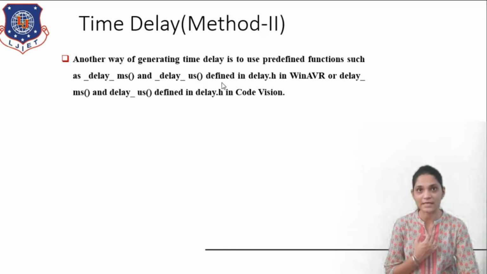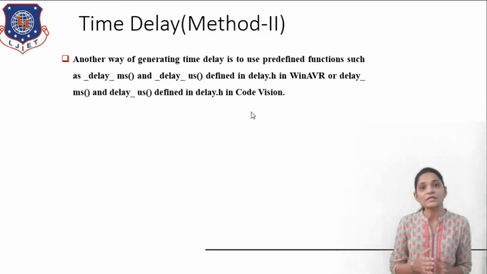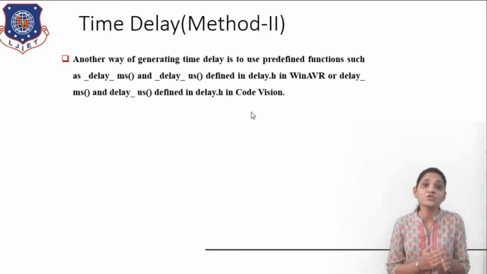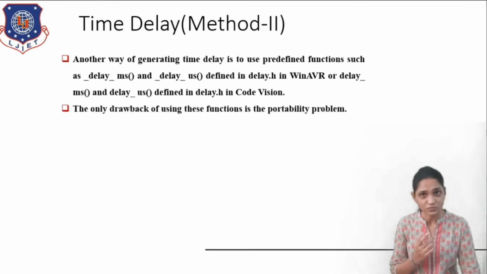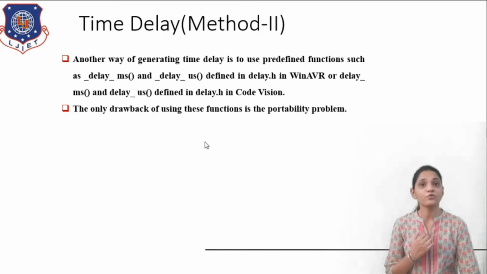that is defined in the delay.h header file in the AVR, or delay_ms and delay_us, that is defined in the delay.h in CodeVision. So that will depend upon your compiler which function you are going to use. Okay, so the only drawback for using this function is the portability problem.